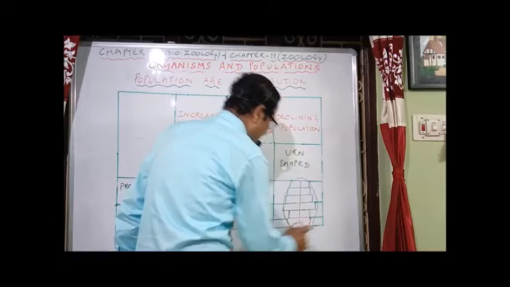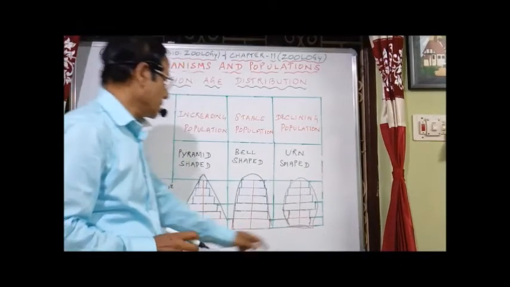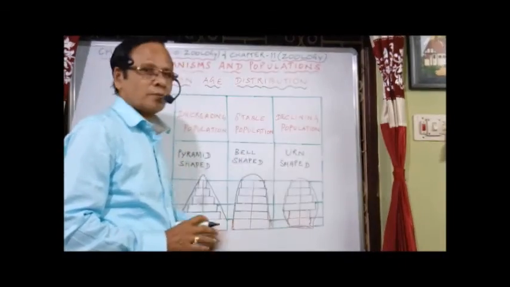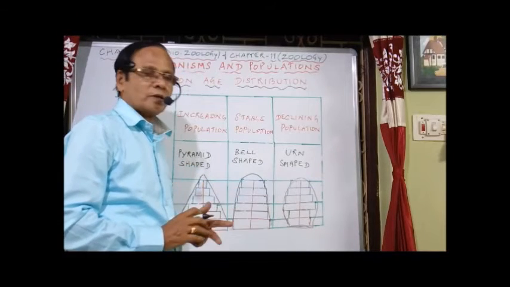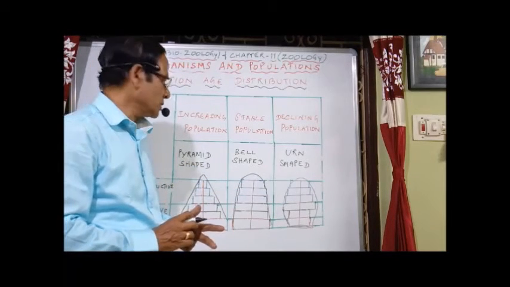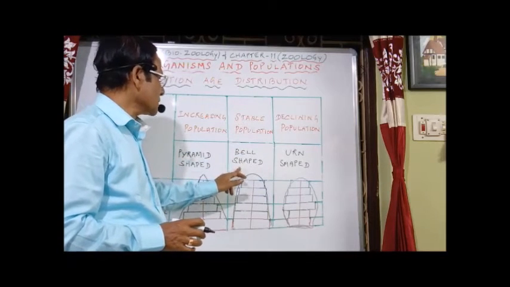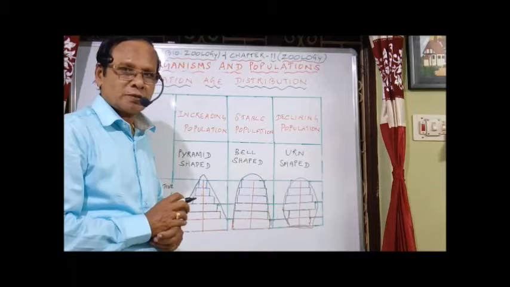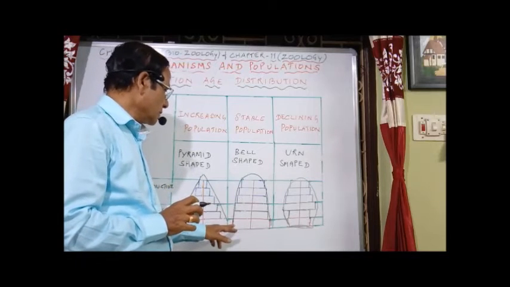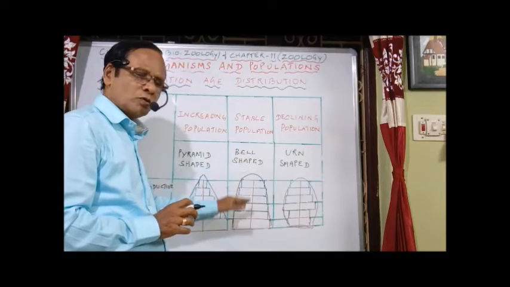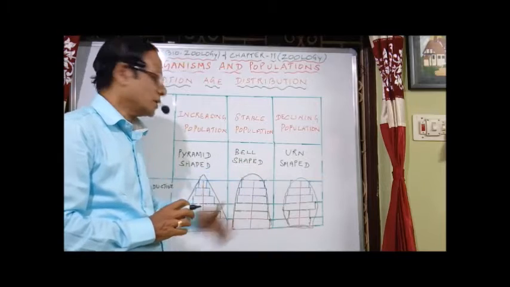A pot-like shape. So we have an urn shape in the case of a declining population, with a greater number of larger or older individuals. In the case of a stable population, the age pyramid is about bell-shaped, and here almost all the individuals are distributed evenly.